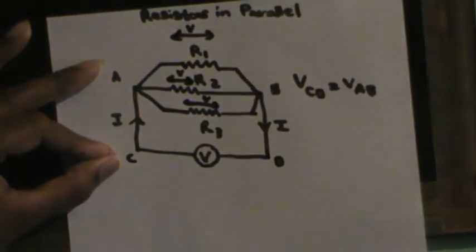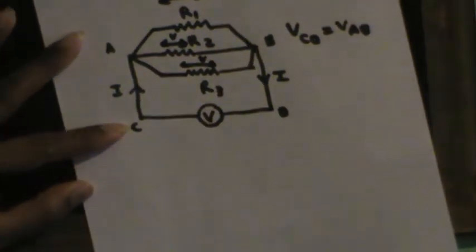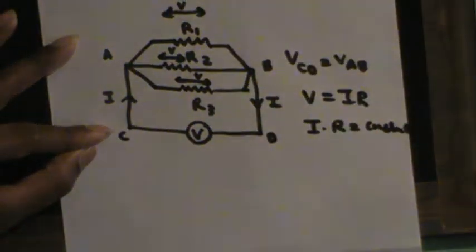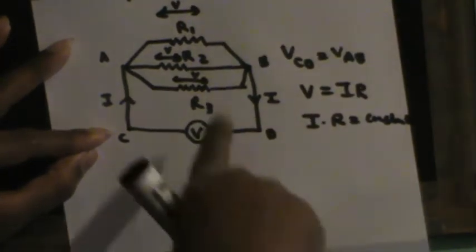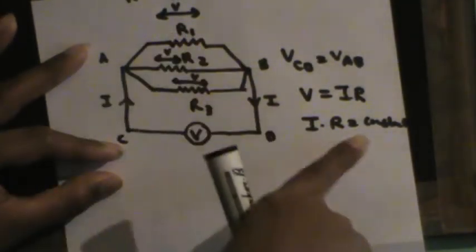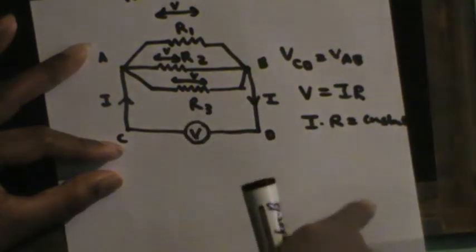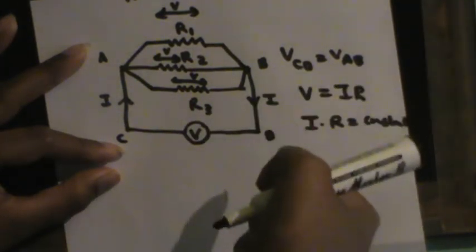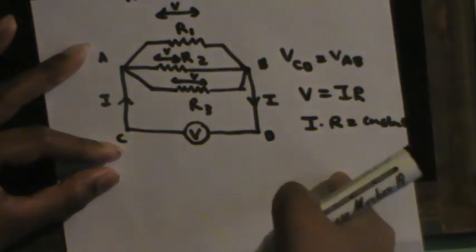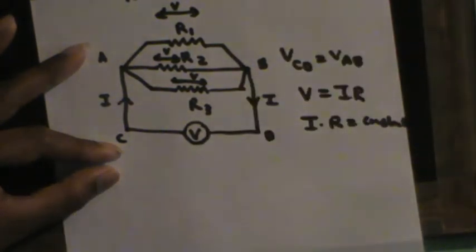So the voltages are the same, but the currents are different, because V equals IR. If V is constant, I times R should be constant. Since the resistance is different, for the first circuit it will be R1, so the current should not be equal, because if you divide one equation by the other, when the R value changes, the I value also changes.